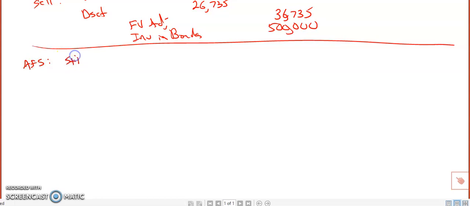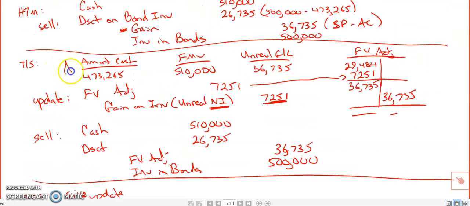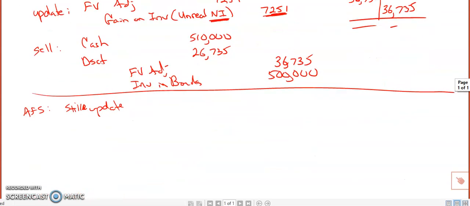We still have to update. We still update it, meaning I'm not going to rewrite this, but I'm doing this work right here over again. So I still need to do this journal entry to update it, and all these numbers over here are going to be the same. I'm not going to rewrite it just for the sake of time, but just know where those numbers come from. I've been doing the exact same thing.